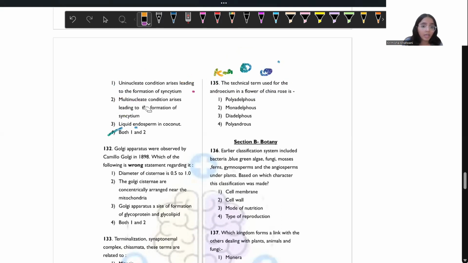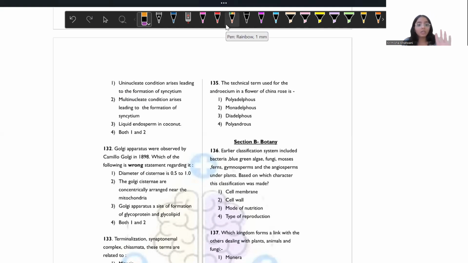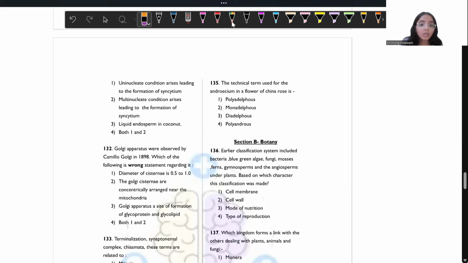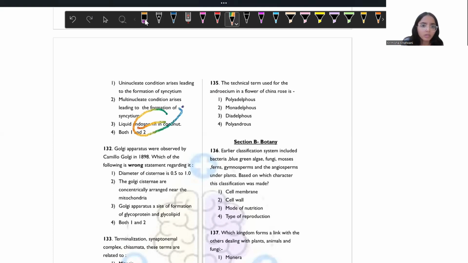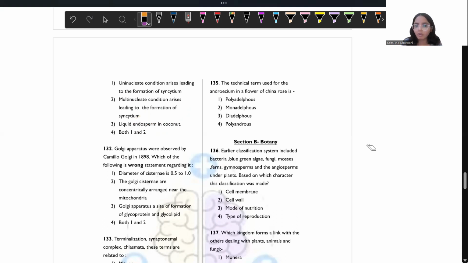Understood? The answer to this question is option number 2. Multinucleate condition arises leading to formation of syncytium. Remember, not 3. Your option number 3 is endosperm in coconut, sorry, not liquid endosperm. Understood? So this option is correctly given in your question paper. Here only it's like this. Let us see next.